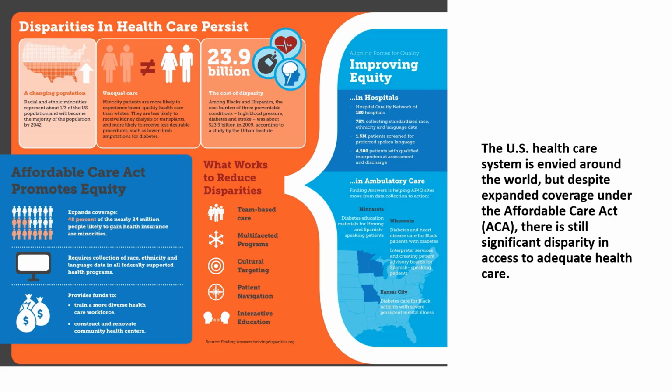So as we can see, the U.S. healthcare system is envied around the world, but despite having the Affordable Care Act, the ACA, Medicare, Medicaid, etc., there's still significant disparity in access to adequate health care in the United States. And we're going to take a look at some of the factors that impact it. We just looked at the facilities, where the facilities are located, and if you do have access to them.